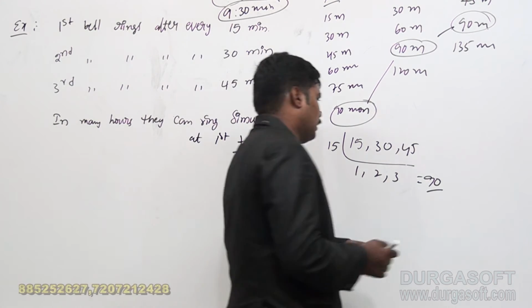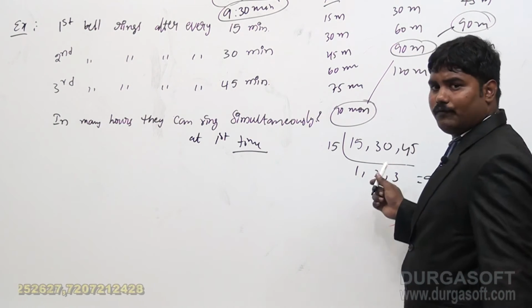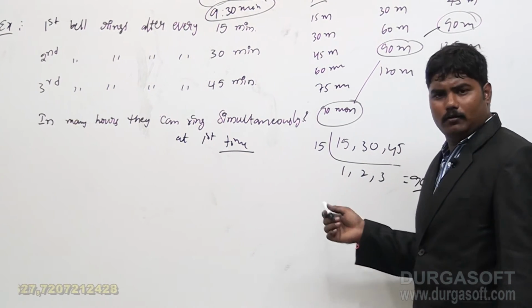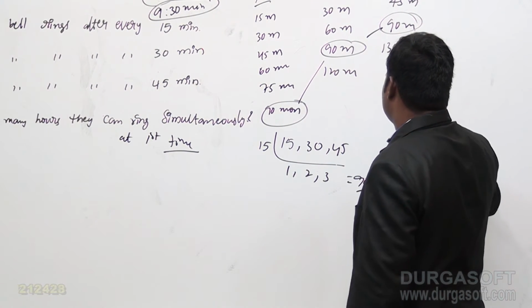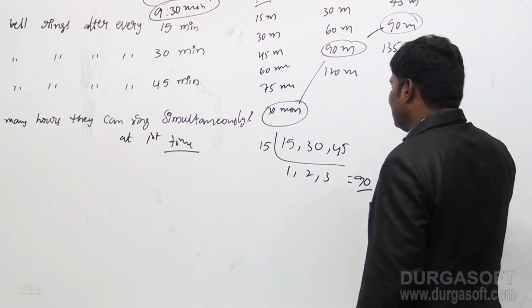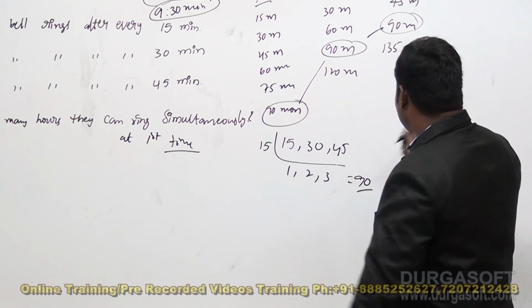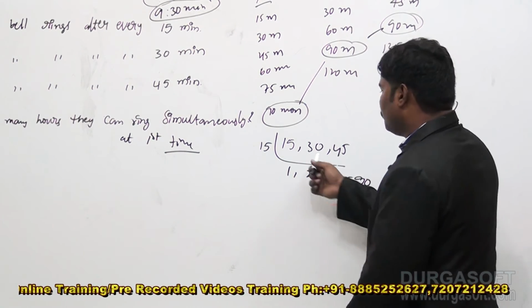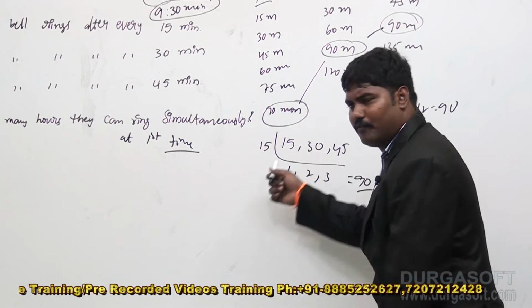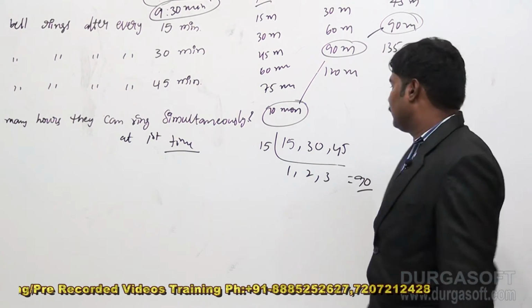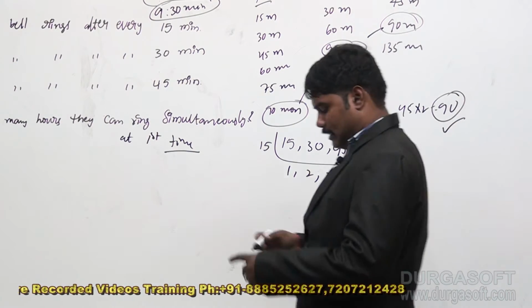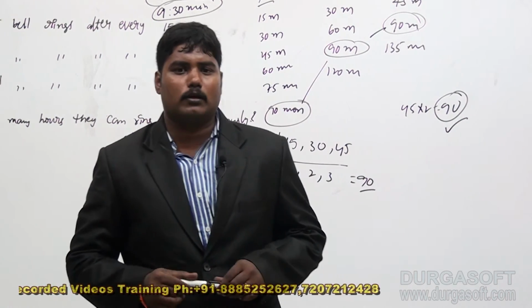Highest number multiple, that means 45 ones. Is 45 common to 15? Yes. Is it common to 30? No. So 45 twos, 90. Is 90 divisible by 15? Yes. Is 90 divisible by 30? Yes. Is 90 divisible by 45? Yes. That means the LCM for these numbers is nothing but the highest number multiple common to all.